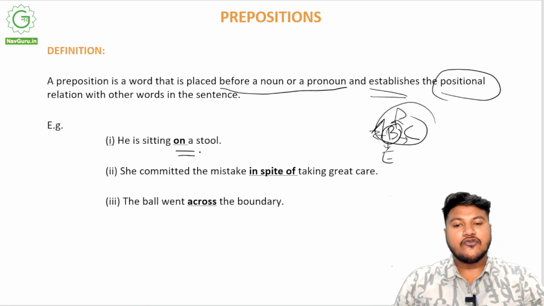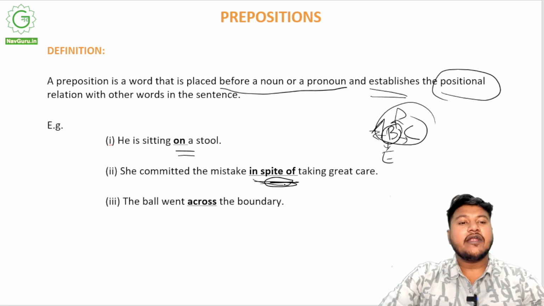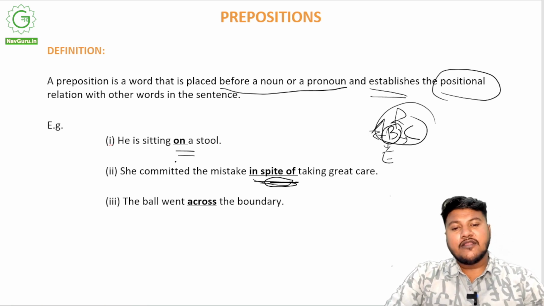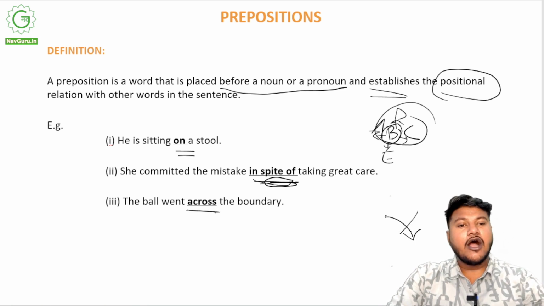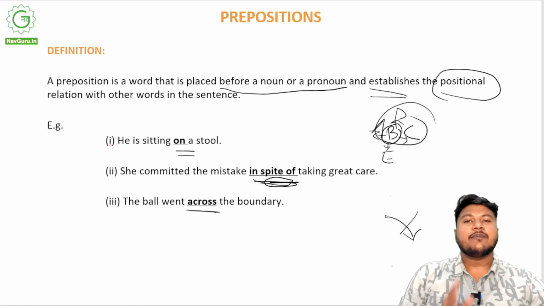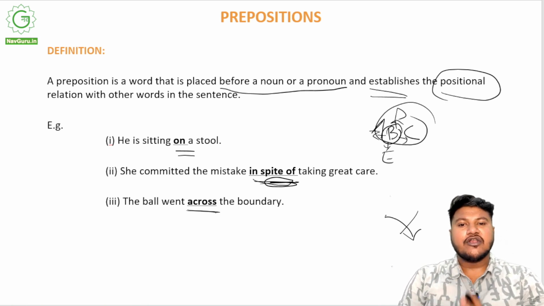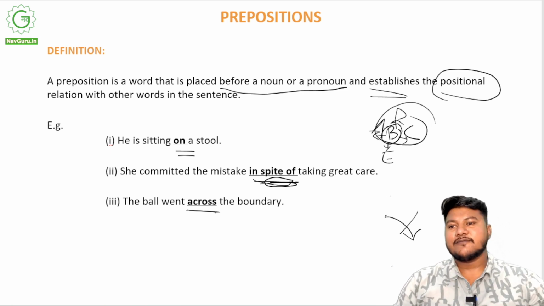Similarly, he's sitting on a stool. She committed the mistake in spite of. In spite of is a bit of a difficult preposition. We'll discuss it further. But yes, this also defines the positional relation. And the ball went across the boundary. Where did it go? Like this is the boundary, and it crossed it. So it went across. We'll just go ahead. We'll begin with some important prepositions and how do we use them. So the most important thing for you is to know that prepositions are words that come before a noun or a pronoun and they establish the positional relation with other words in the sentence.